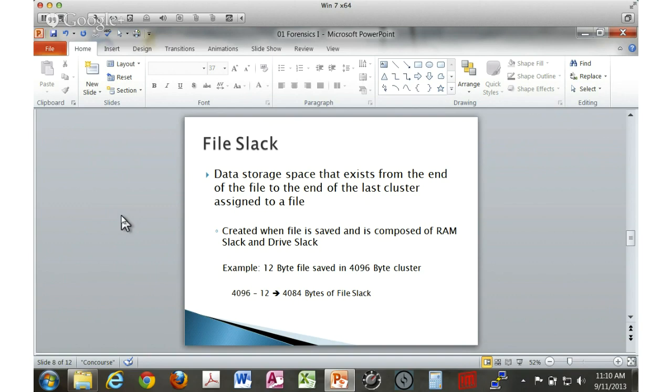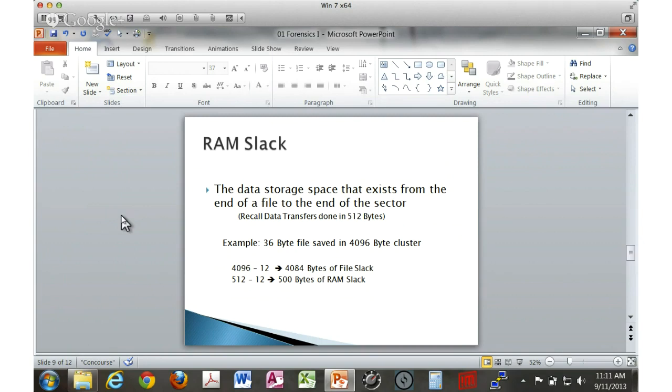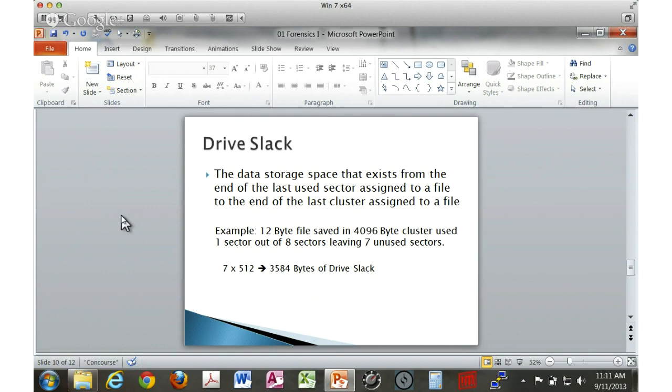Okay? RAM slack, of course, is that saving it, and it's grabbing that 500 extra bytes and writing it. Now, the drive slack, okay? Drive slack is the space that exists from the end of the last used sector assigned to a file to the end of the last cluster. Every file will have some slack because it's very rare. I'm sure some files, somewhere out there, a file maps to that 4,096 byte boundary, but it's very rare. So every file we write is going to have some slack to it, and that's going to exist.